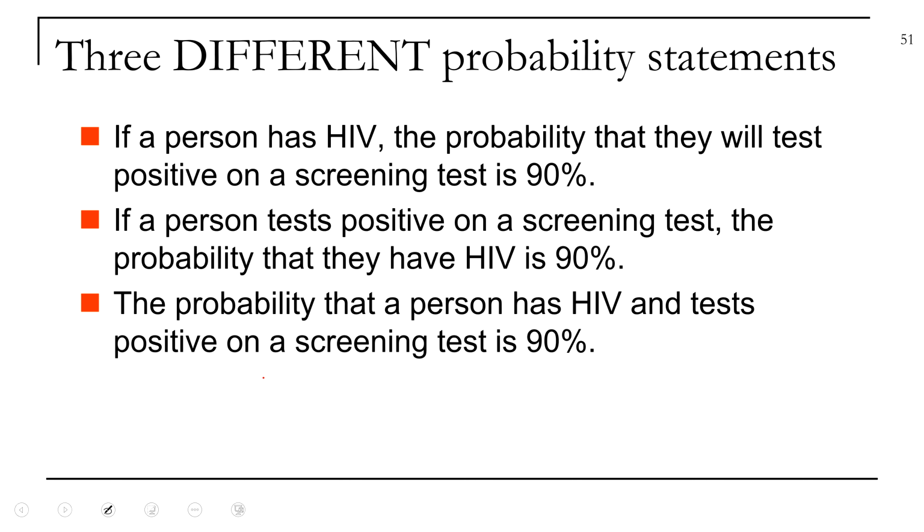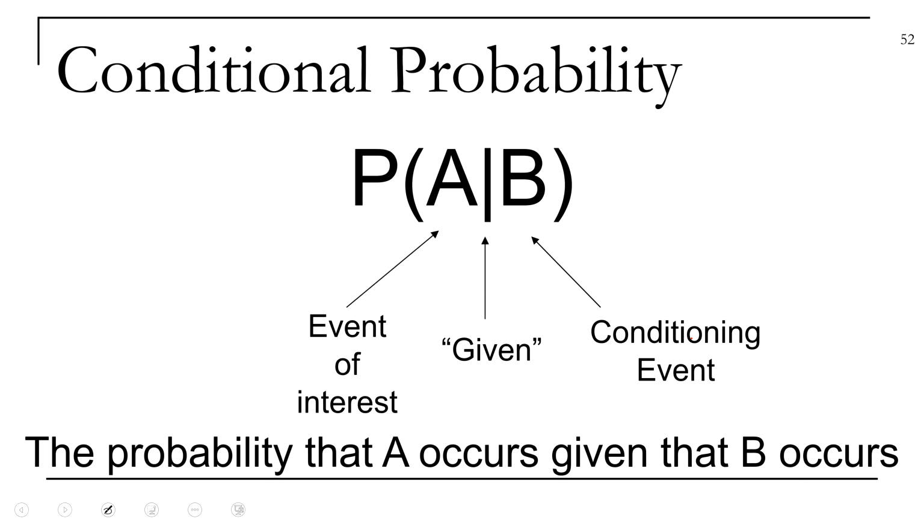These are 3 different probability statements. If a person has HIV, the probability they will test positive on the screening test is 90%. If a person tests positive on the screening test, the probability they'll have HIV is 90%. The probability that a person has HIV and tests positive is 90%. The first two are conditional statements. The last is a joint statement because of the word "and." So we can talk about conditional statements, and we can talk about joint statements.